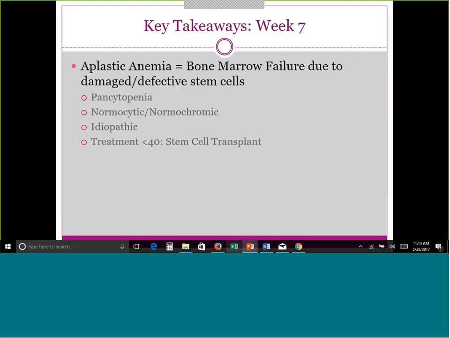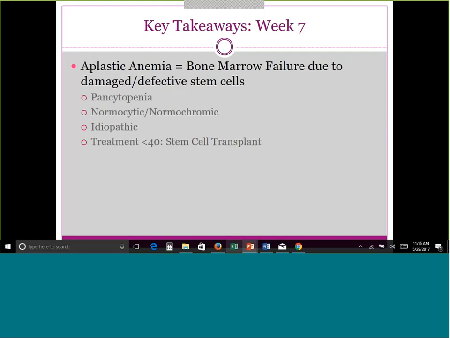All right, as far as the disorders for bone marrow, aplastic anemia basically means bone marrow failure, especially due to defective stem cells. So if your stem cells are defective, and those are the ones that make all of our cells, we're not going to be able to make our cells. So of course we will see pancytopenia with all cell lines decreased. It is a normocytic, normochromic anemia, so the cells that are made are normal in size.